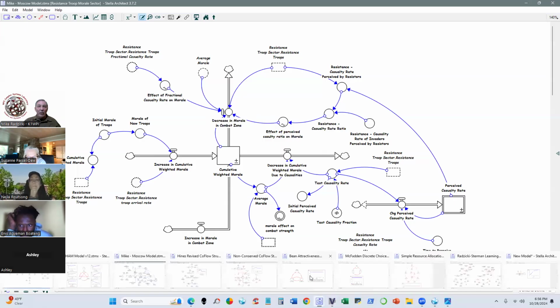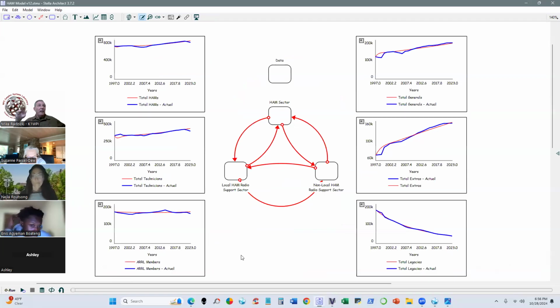All right, let me show you another one here. So hopefully you're getting the idea that it's a fairly straightforward, simple kind of thing, but it can get more complicated as you go along, right? So this is, did I show you this before? The ham radio model I'm doing?